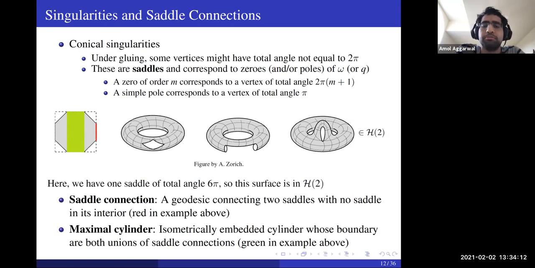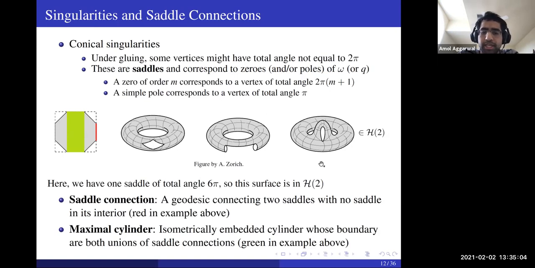These are called saddles of the flat surface, and they correspond to zeros or poles of the differential. A zero of order m corresponds to a vertex with total angle 2π times (m+1), and a simple pole corresponds to a vertex whose total angle is π. This will only happen if you reverse orientation and fold a full angle into half an angle. We'll see an example later on. This is what you get when you're allowed to reverse orientation. In any case, this octagon, as I said before, I glue it together and I get one saddle of total angle 6π. The corresponding one form has a zero of multiplicity 2, and so we say that the surface is in H(2).